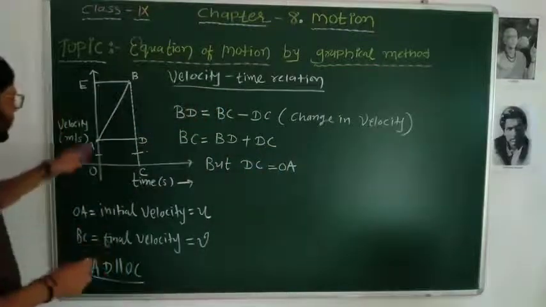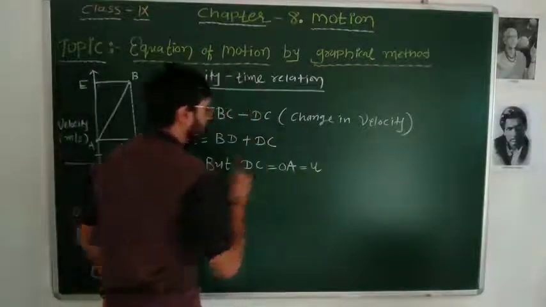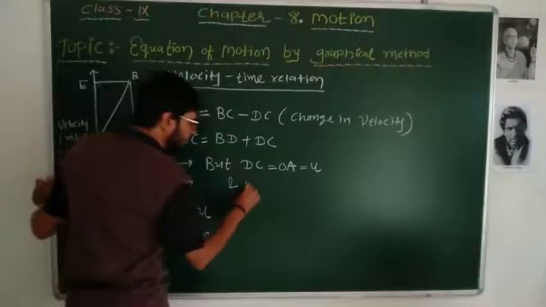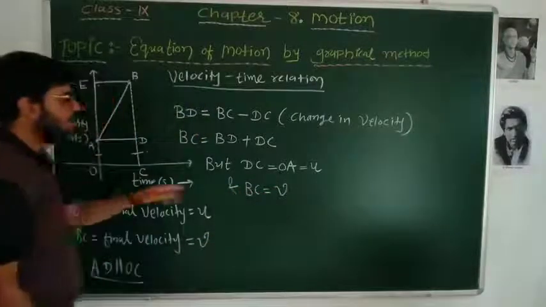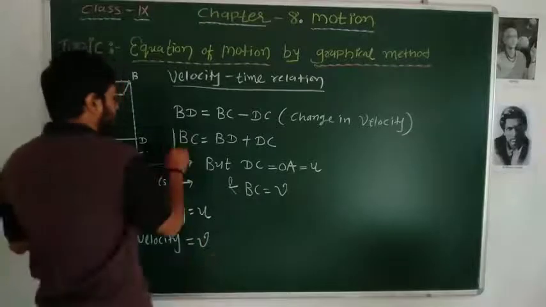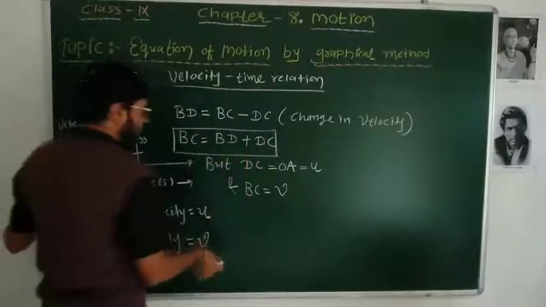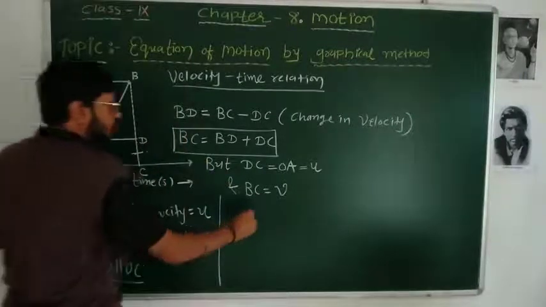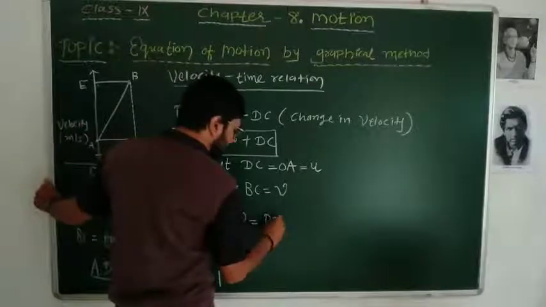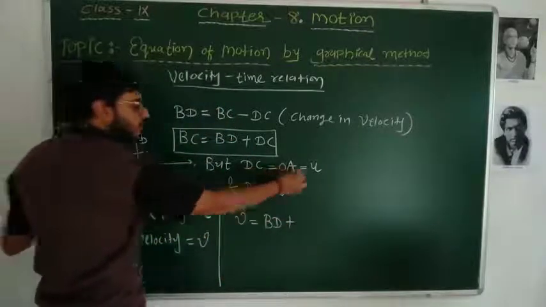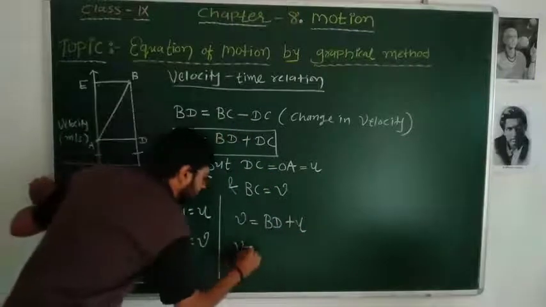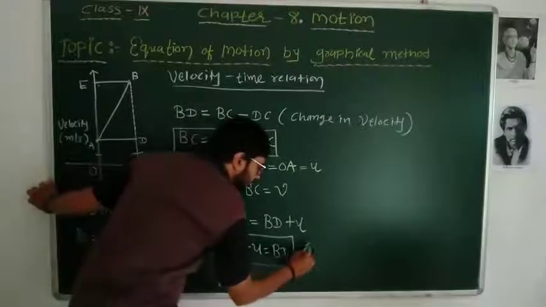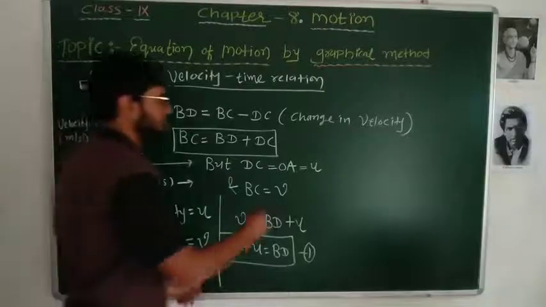So what is OA? OA is U, and BC is equal to V. We put these values in this equation. BC is V, BD as it is, plus DC is U. So we can write V minus U is equal to BD. This is equation number 1. Please write it down.